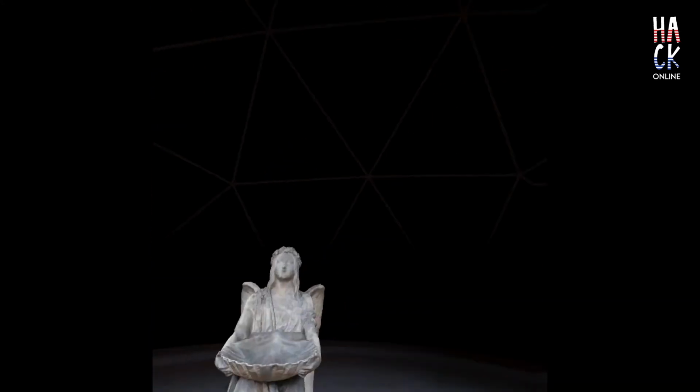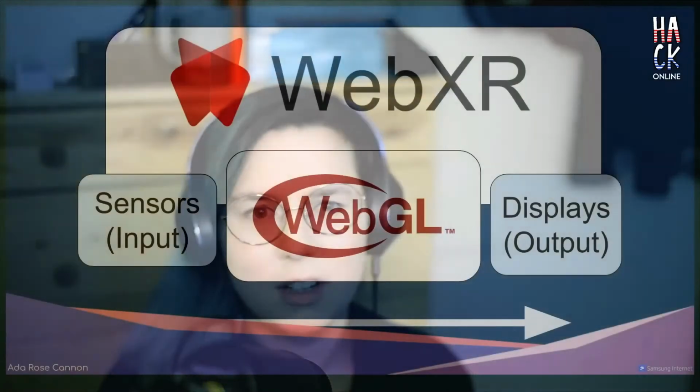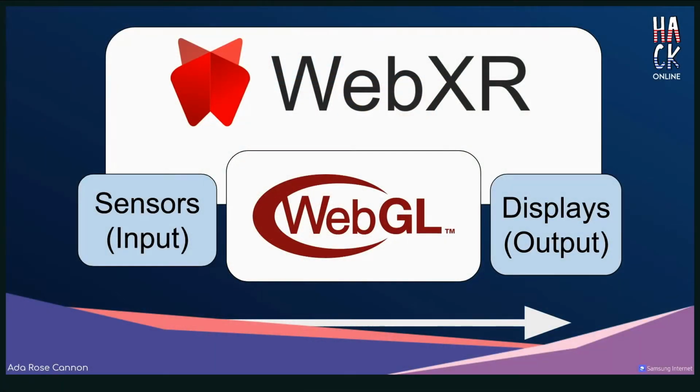So how does it work? Well, WebXR provides representations of the position and rotation sensors from XR hardware, and it provides APIs for showing WebGL content on the hardware display. And I want to make that clear. It's for displaying WebGL content.